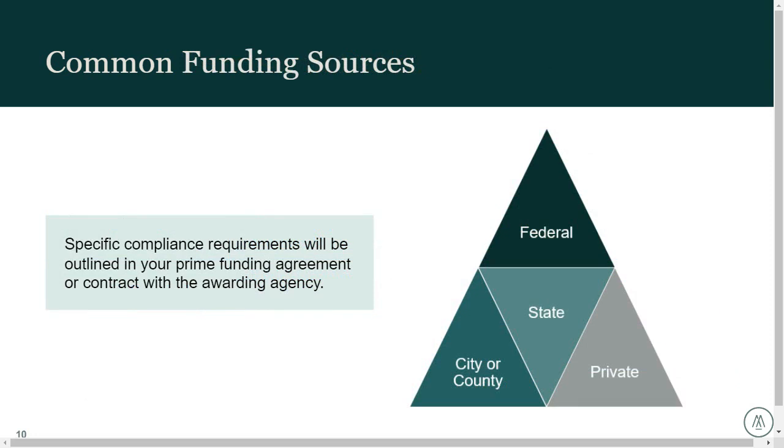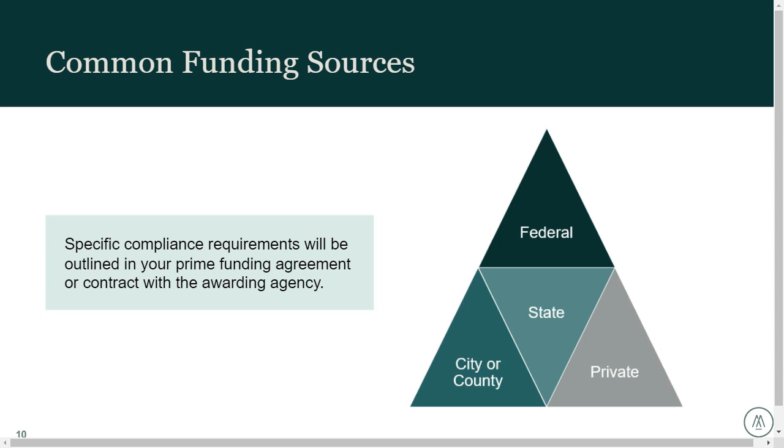What common funding sources are out there? You typically see federal, state, those city or county, those municipal grants, and then private. Grant compliance is more heavily seen in the federal, state, and municipal funds, given that private donations usually don't have those, for lack of a better term, strings attached. So making sure that you have a general understanding of requirements associated with each type of funding source will just help your organization better understand and determine if you want to seek and take on specific grants.